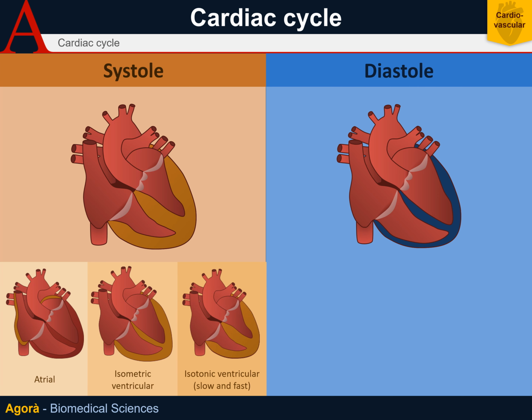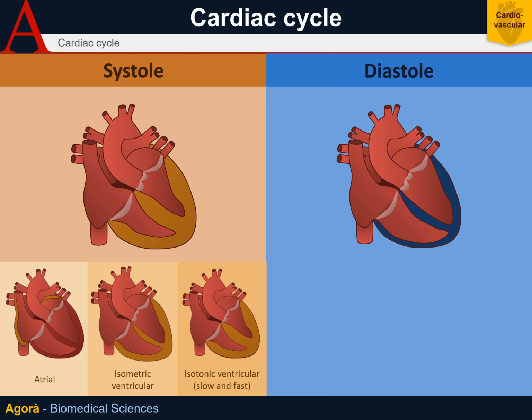The difference lies in the type of myocardial contraction. If the myocardium contracts during isometric systole, the blood volume contained in the ventricle doesn't change, whereas during isotonic systole, the ventricular blood volume decreases as a consequence of the contraction.